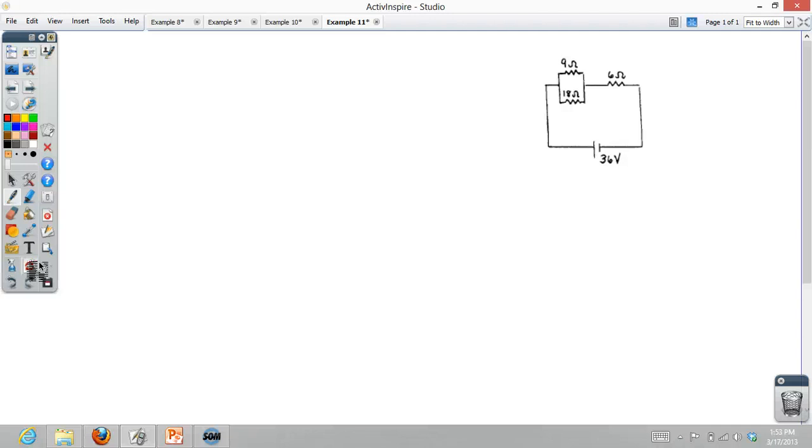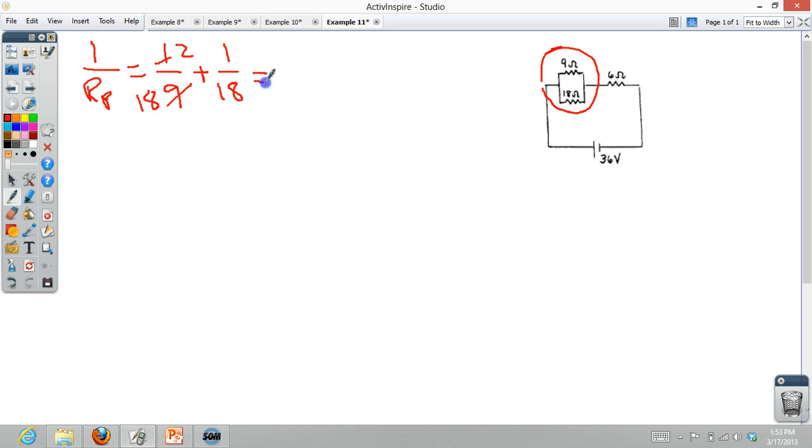The first thing we need to do is let's figure out what is the parallel resistance right here. We know that 1 over the parallel resistance would be equal to 1 over 9 plus 1 over 18. The 9 on the bottom becomes 18. We can put a 2 here, so we end up with 3 over 18. And if I flip both sides, 18 divided by 3 will give us 6 ohms. And so that's what we have in this part right here. So that'll be 6 ohms.